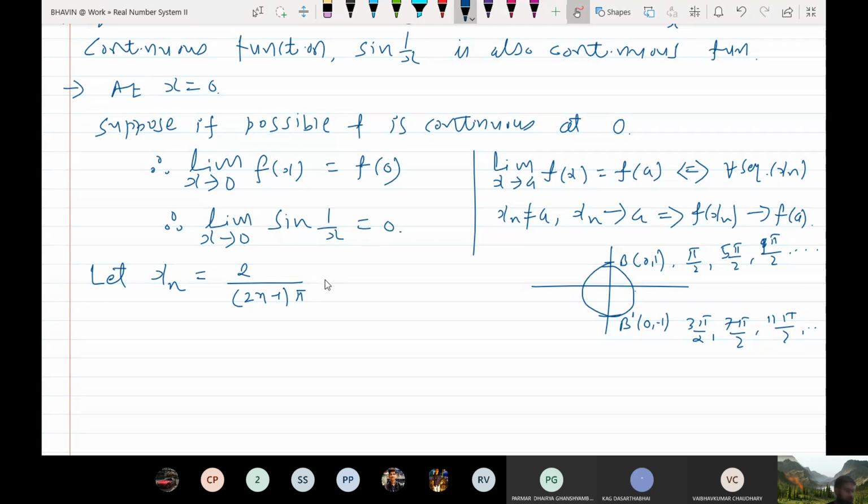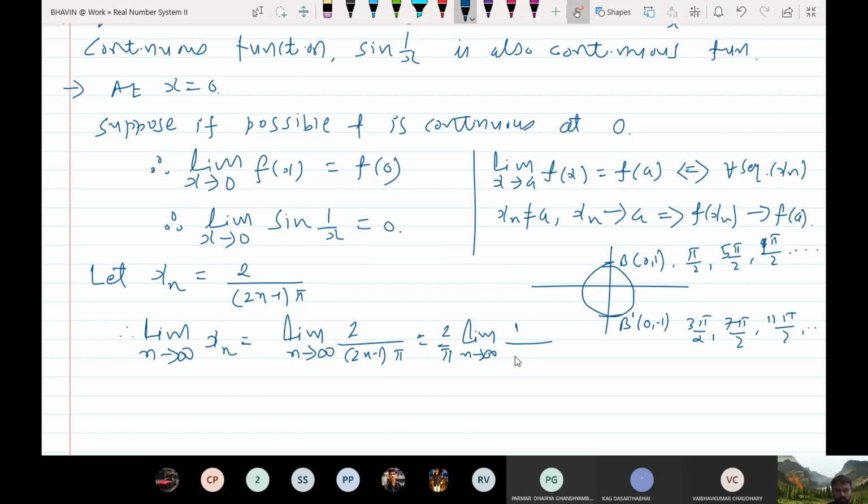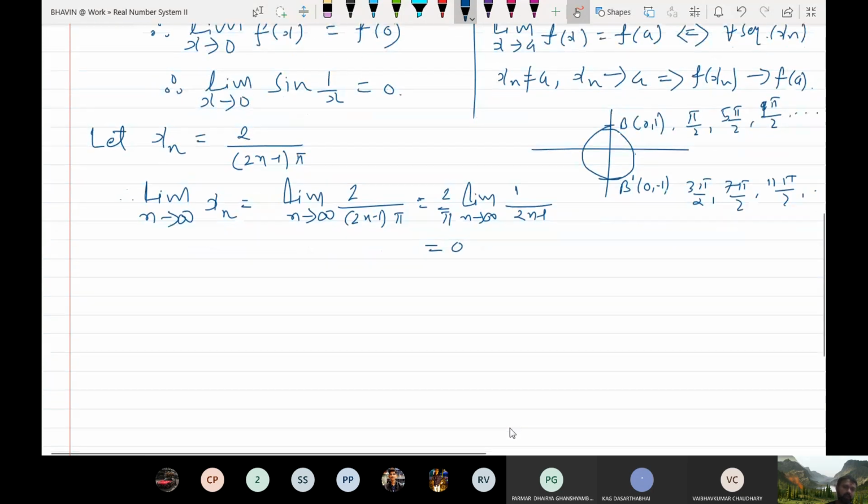So now can you tell me what is the limit of xn as n tends to infinity? Two upon (2n minus 1) pi. So 2 by pi is constant, so it can be taken outside of this limit. Limit as n tends to infinity of 1 upon (2n minus 1), and 2n minus 1 has limit 0 as n tends to infinity. So the limit of xn is 0.